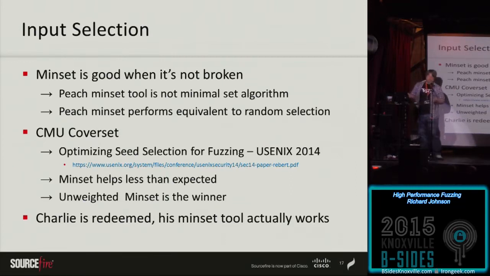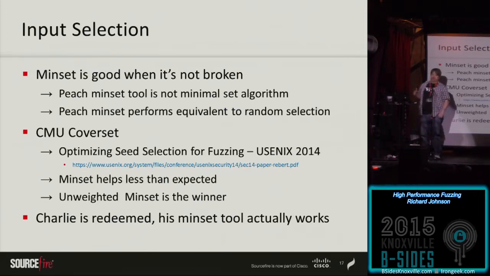So anyways, the results of that was essentially that minset isn't nearly as effective as people think. It's almost actually equivalent to picking a random sample set if you're not optimizing for features and functionality. But they do have a current free implementation out there. You can go download it, read the paper.